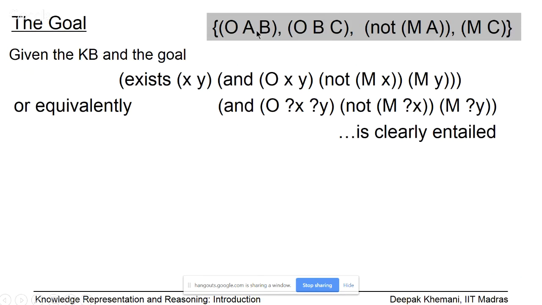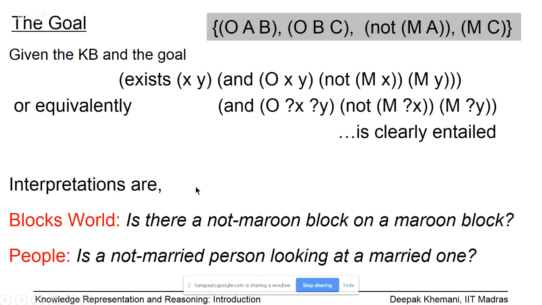So given this knowledge base and given this question or the goal, that is, is there an x and is there a y such that O(x,y) is true and not M(x) is true and M(y) is true, then we can see that it's clearly the case. In the Blocks World, the question is: is there a non-maroon block on a maroon block? In the people world, the question is: is there a not married person looking at a married person?